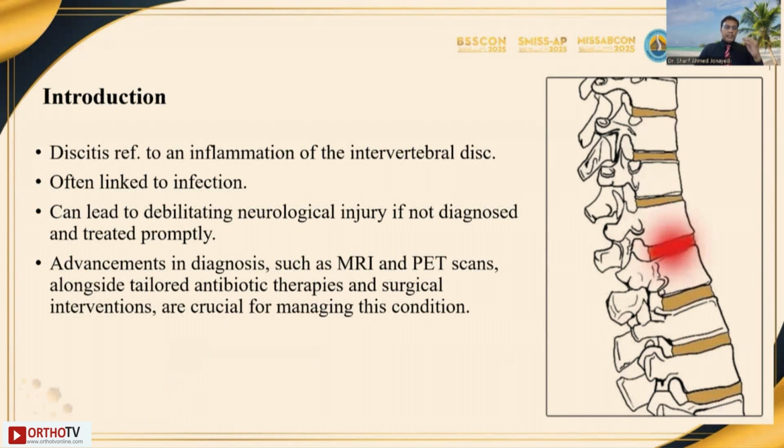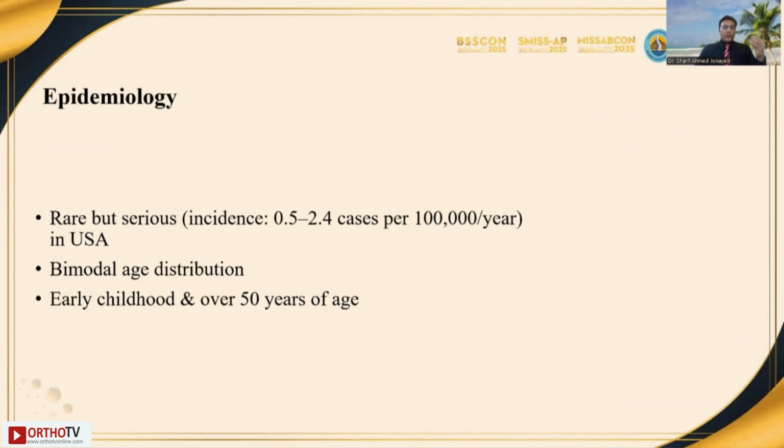So discitis refers to an inflammation of the intervertebral disc often linked to infection. If it is not diagnosed and treated promptly, it can lead to debilitating neurological injury. It is a very rare but serious disease, and the incidence is around 0.5 to 2.4 cases per 1 lakh per year in the USA. We have no statistics.